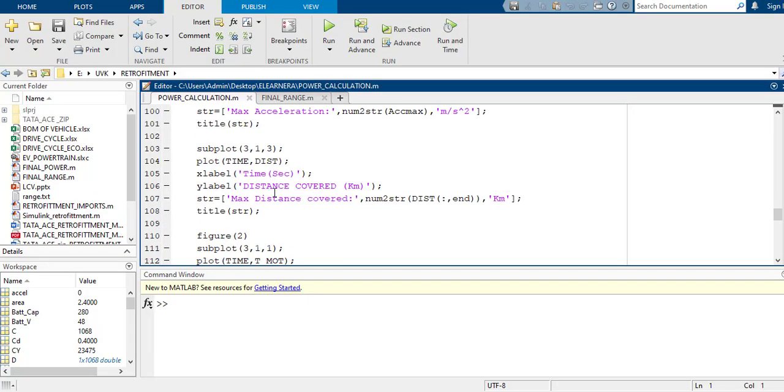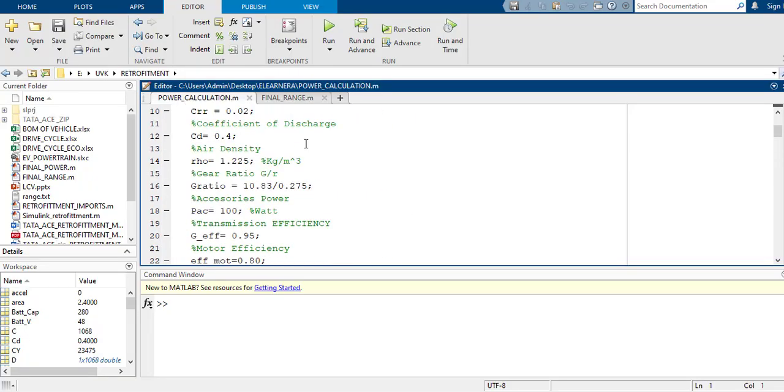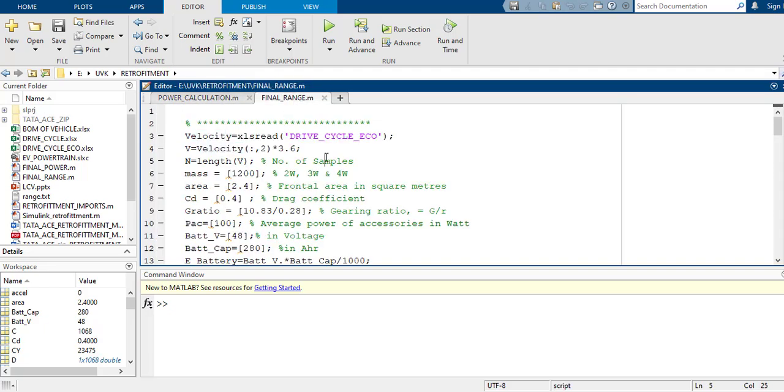After that we have to find the particular range of the vehicle. For that, we have to plot an SOC versus distance graph. SOC means the state of charge, and the distance which is covered in a particular cycle.